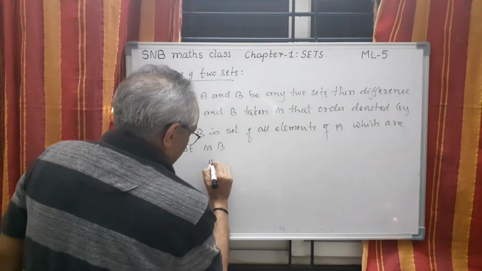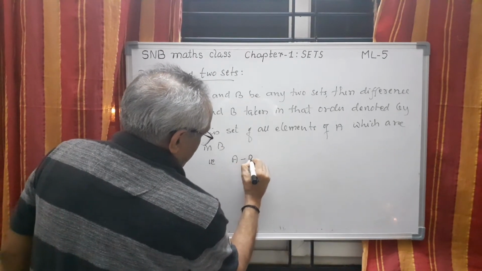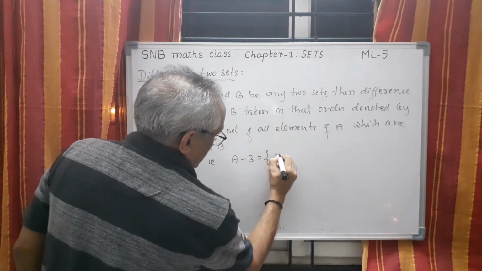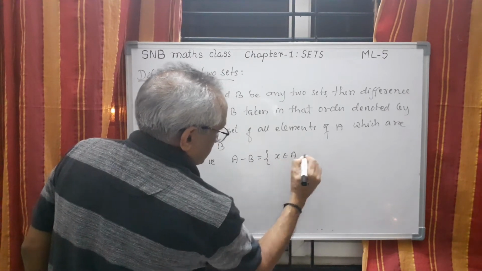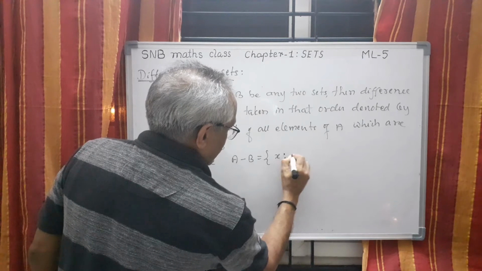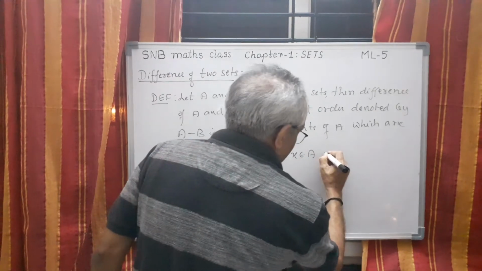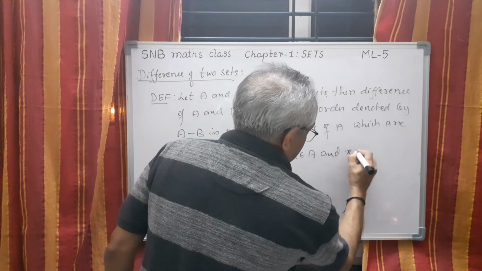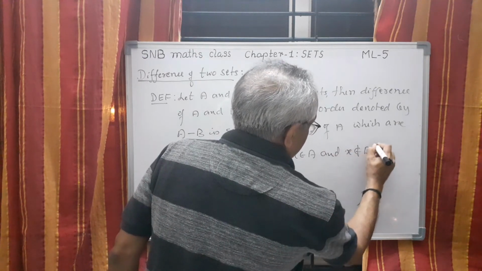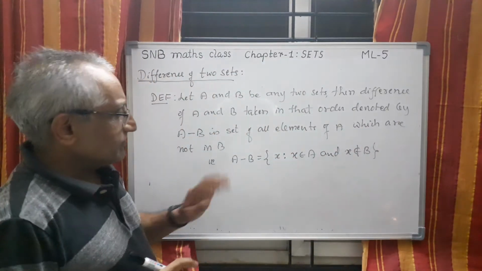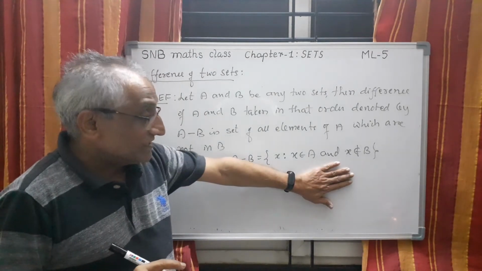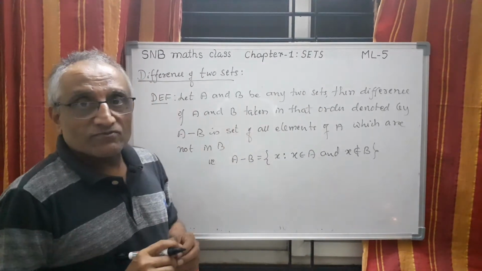So you can write A difference B equal to the set of all x belonging to A, or you can write x such that x belongs to A, the first condition, and x should not be in B. If it is found in B, you have to remove it. So this is the definition of the difference of two sets.